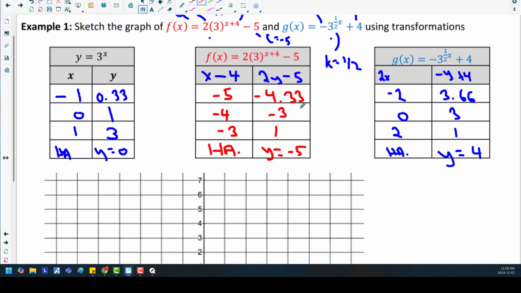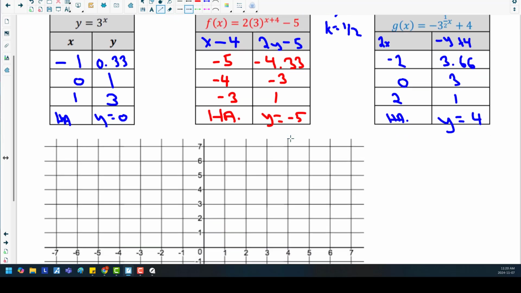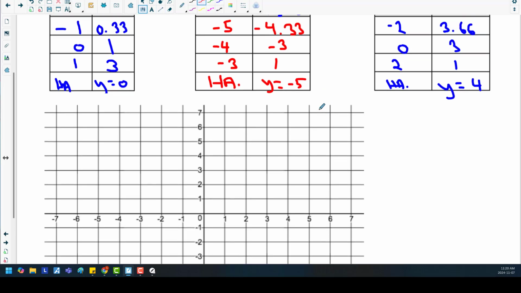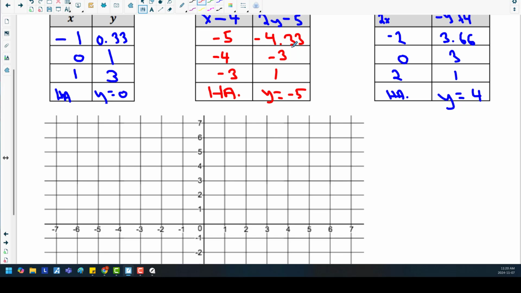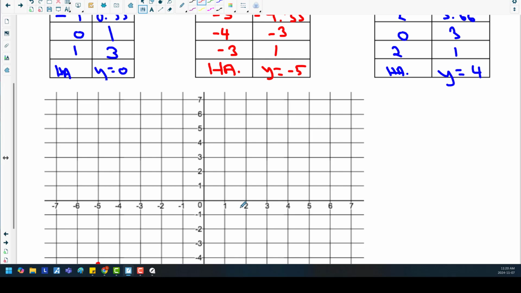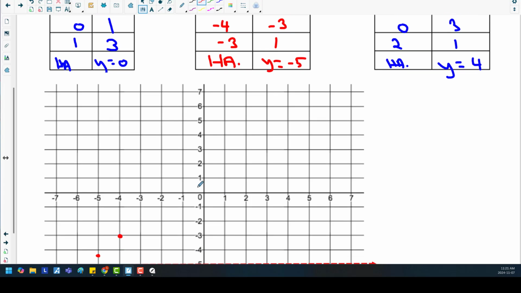When we're drawing exponential functions, the first place you should probably start is the horizontal asymptote. So get a dashed line. And our horizontal asymptote is at -5. We're going to do it in red. Now, our values are -5 and -4.33. So x value is -5, -4.33. That's around here. And we have -4 and -3, so that's here. We have -3 and 1. Oh, that's here.